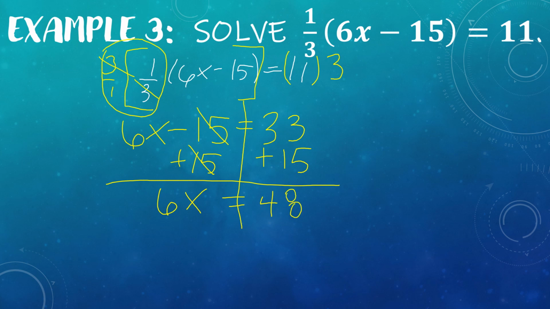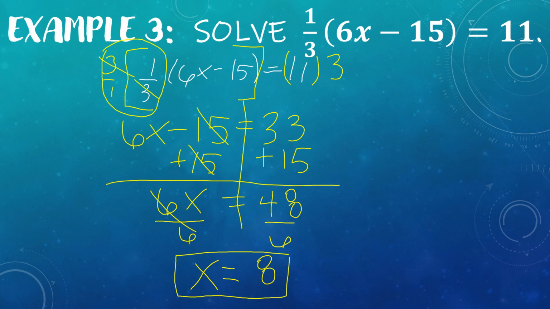Now I have this coefficient of 6 sitting in front of x, so I am going to divide by 6. And 6 divided by 6 is 1. 1x is just x. And on the right side, 48 divided by 6 is 8. So we get that our solution is x equals 8.